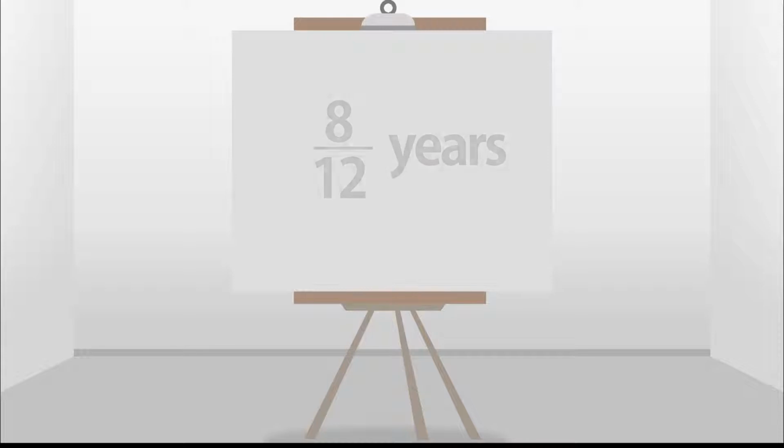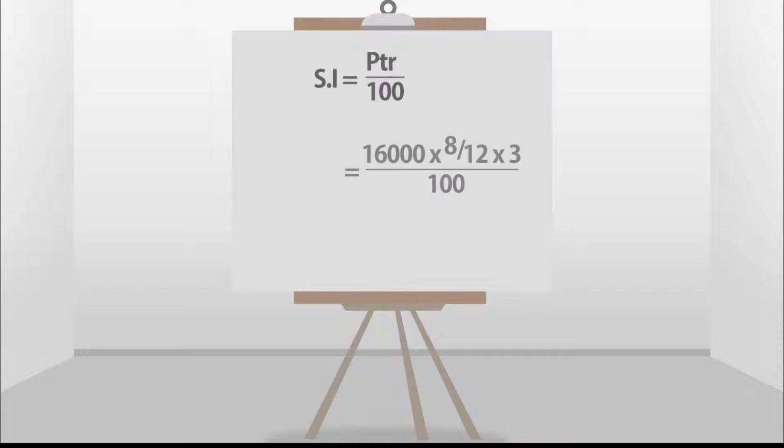8 months can be expressed as 8 by 12 in years. Substituting the values, we have SI is equal to 16,000 into 8 by 12 into 3 divided by 100, which is equal to rupees 320. Hence, the lender gets an additional rupees 320 at the end of 8 months.